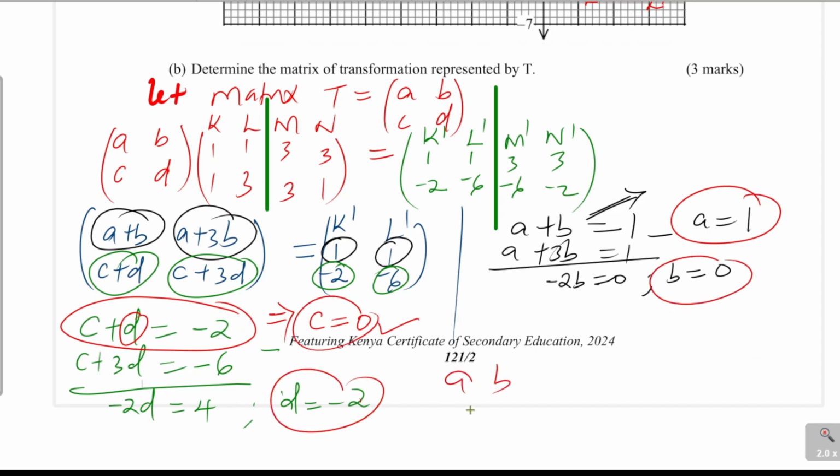So A, B, C, D, which is the required matrix, that is matrix T, will be given by A is 1, B is 0, C is 0, and D is negative 2. So that is the matrix T that is required. So that is how we do it.